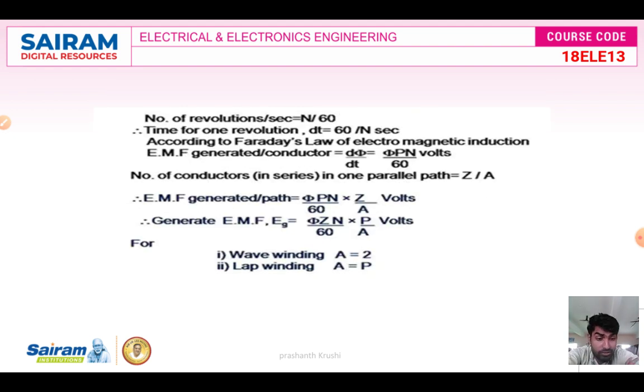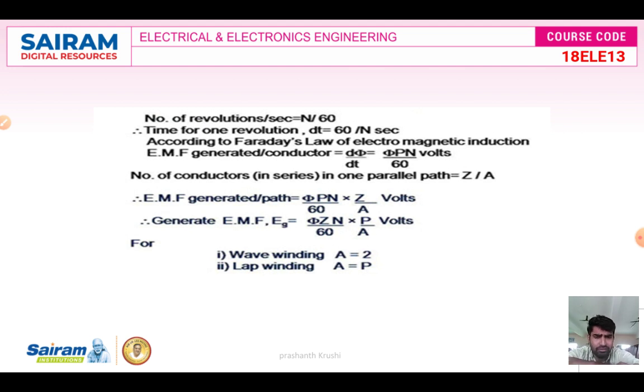So the number of revolutions per second is N by 60. The time for one revolution is dt = 60/N seconds. According to Faraday's laws of electromagnetic induction, the EMF generated by a conductor is dΦ/dt, that is ΦPN/60 volts. The number of conductors in series in each parallel path is Z/A. The EMF generated per path is ΦPNZ/60A volts, and so E_G = ΦPNZ/60A.